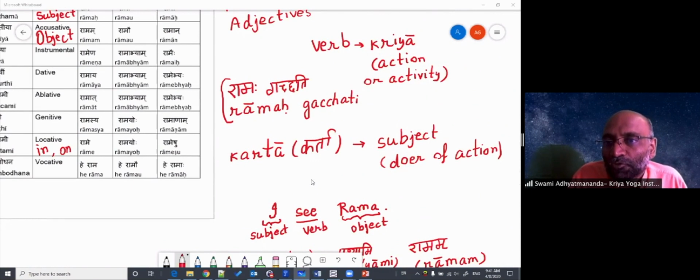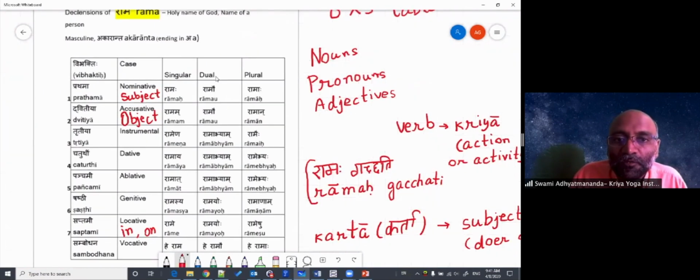There is a question, when is Ramo used in this context? Ramo is the dual. So when there are two Ramas, for example, if I'm seeing two Ramas, there are two persons named Rama, then I would use dual in case of object. So it's very simple. It is simply the number of persons: singular, dual, plural. If your subjects are many, you will use plural. If your subjects are two, you will use dual. If your subject is singular, you will use singular.